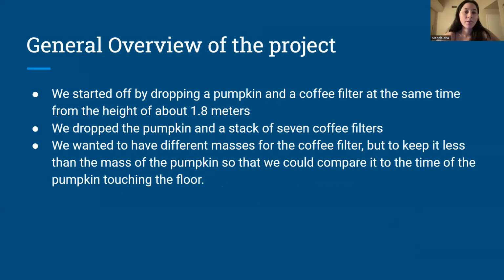So general overview of the project. We started off by dropping a pumpkin and a coffee filter at the same time from a height of about 1.8 meters. And then we dropped the pumpkin again with a stack of 7 coffee filters. We wanted to do this so that we could have different masses for the coffee filter, but keep it less than the mass of the pumpkin so that we could compare it to the time of the pumpkin touching the floor.